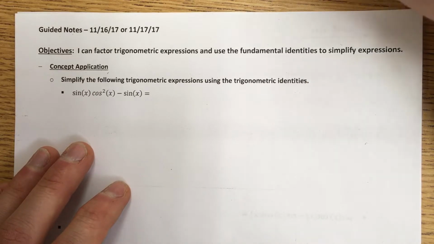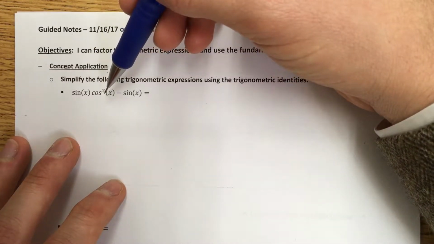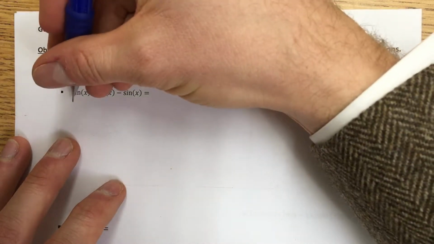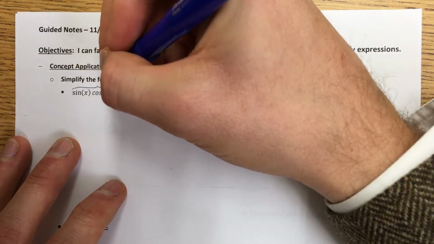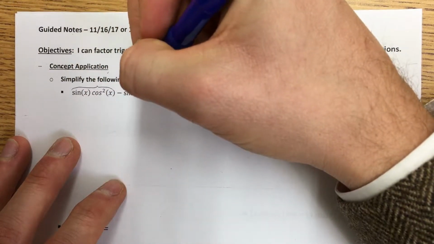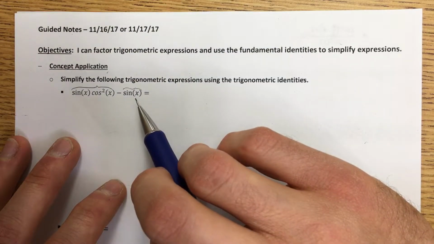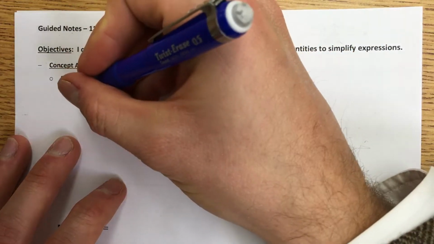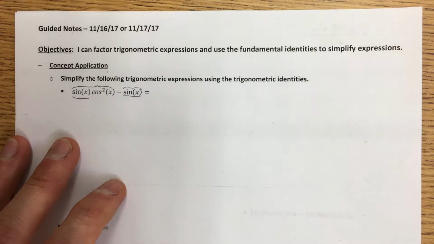Not the case because we don't have like terms. This sine x is being multiplied by cosine squared, so we can't subtract them because we don't have like terms. What I mean by terms are quantities separated by addition or subtraction. So this would be one term, this would be a second term. However, in both terms, we do have sine x. So I have sine x here, sine x there in each term.